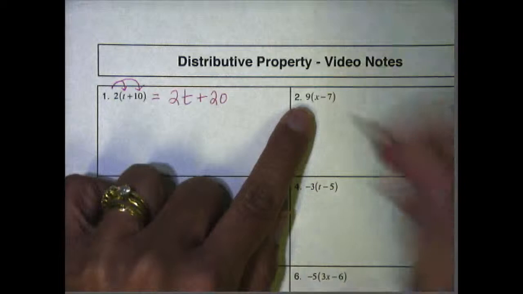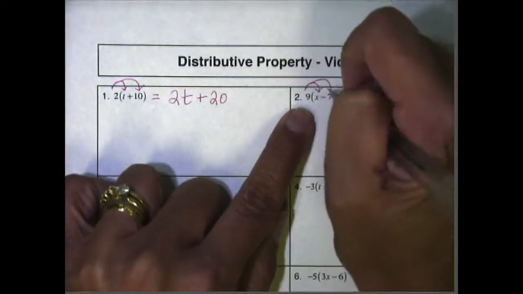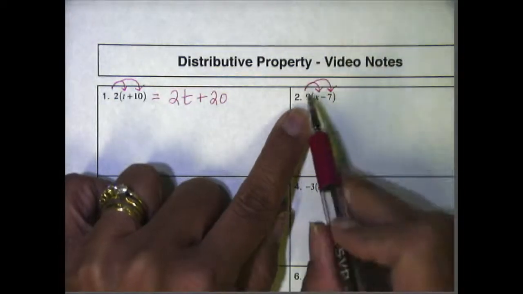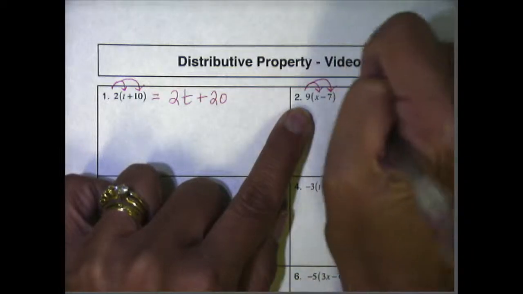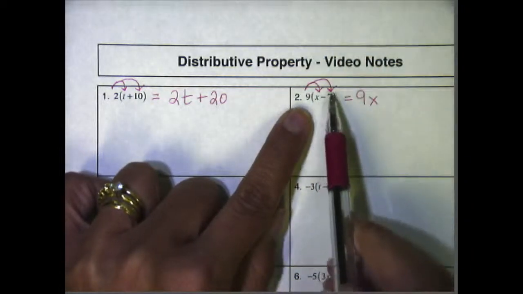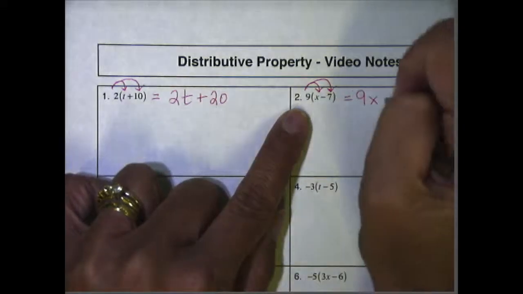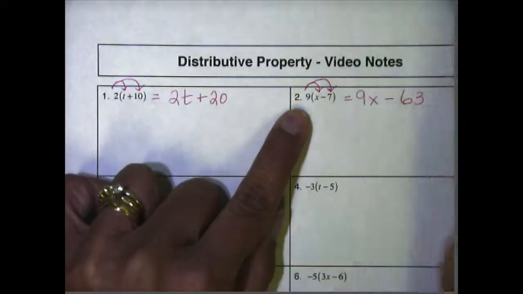Same thing here. We're going to take everything on the outside, which is 9, and multiply it by everything on the inside, which is x minus 7. 9 times x is 9x. And keep in mind that this is minus 7, but it also is a negative 7. So we're going to take 9 times negative 7, and we get negative 63.